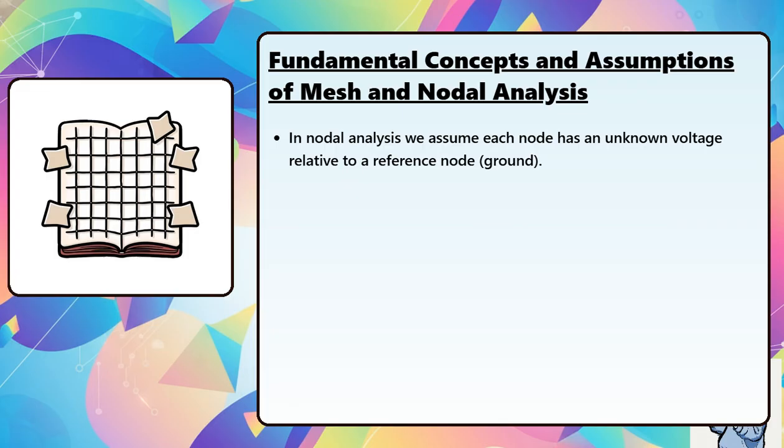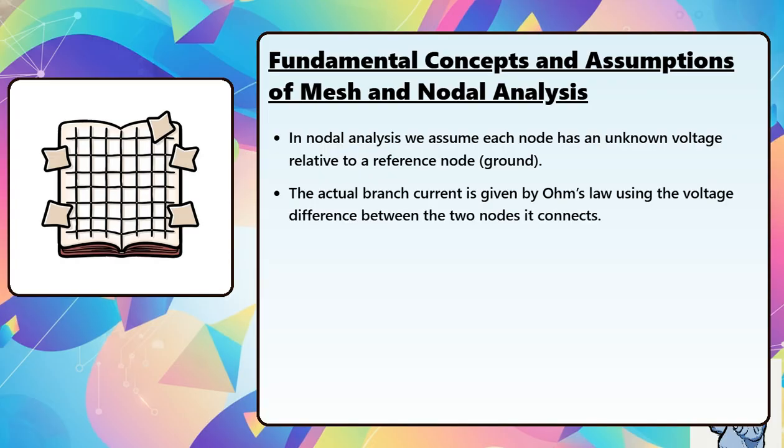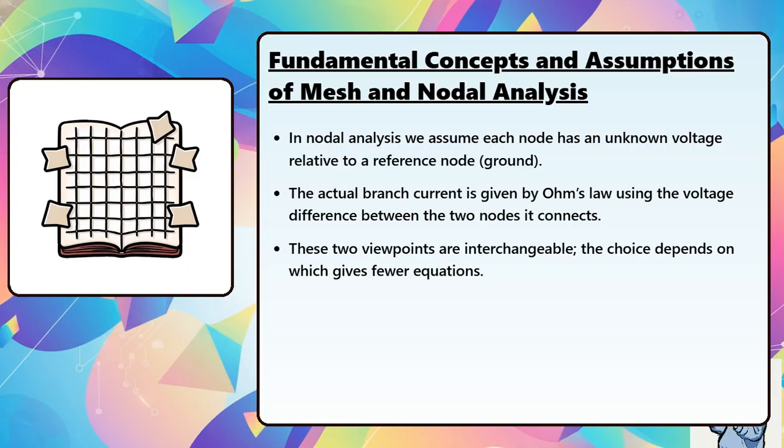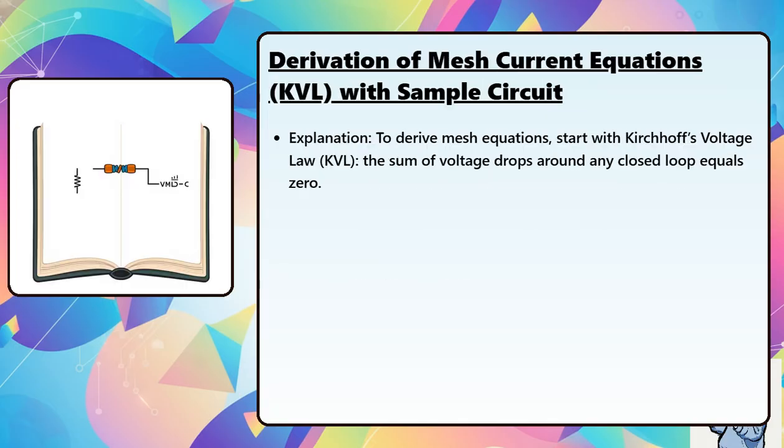In nodal analysis, we assume each node has an unknown voltage relative to a reference node, ground. The actual branch current is given by Ohm's law using the voltage difference between the two nodes it connects. These two viewpoints are interchangeable, and the choice depends on which gives fewer equations.